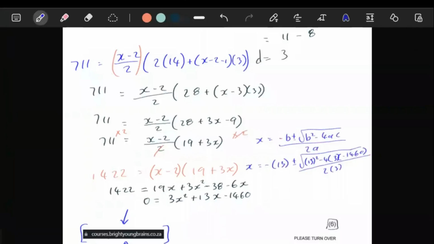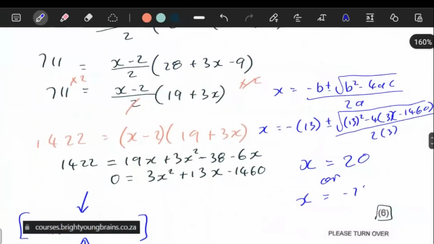So in the calculator, let's see what it gives us. We have the fraction button, negative 13 plus the square root of 13 squared minus 4 times 3 times negative 1460, over 2 times 3. That's 20. You see, x is equal to 20. The other one, x is equal to negative 73 over 3. Negative 73 over 3.